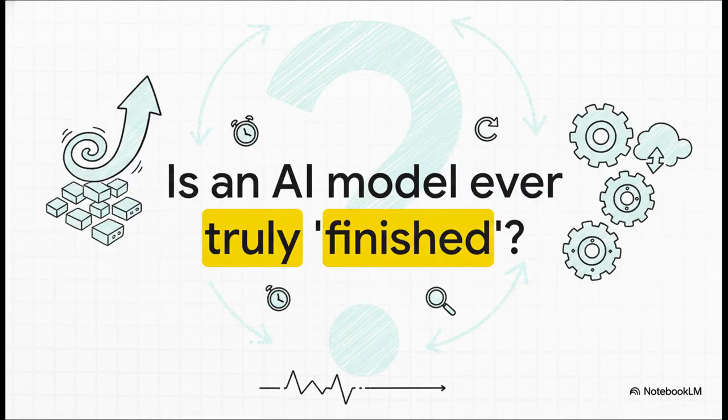Which kind of leaves us with one last big idea to chew on. An AI model is really just a snapshot of the world at the exact moment it was trained. So in a world like ours that is constantly changing, constantly evolving, can we ever really say that an AI model is truly finished?